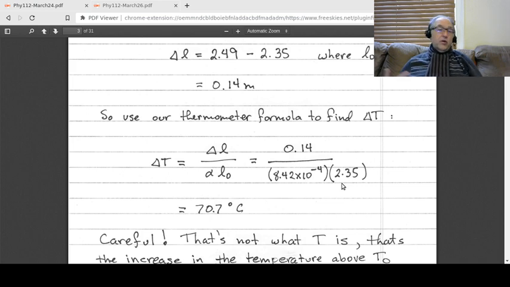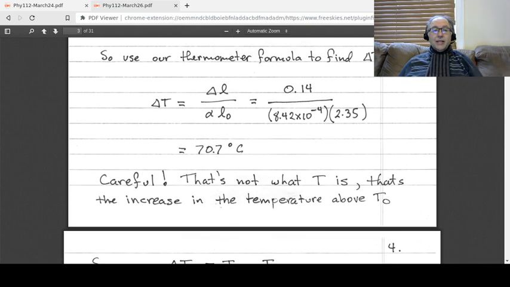But we have to be careful here, and this is a common mistake that the students make with this problem. Okay, that's not T. Whoops.